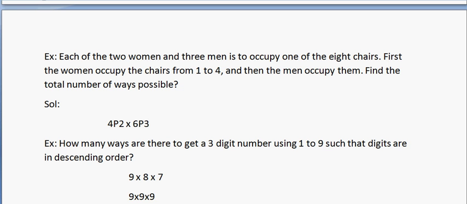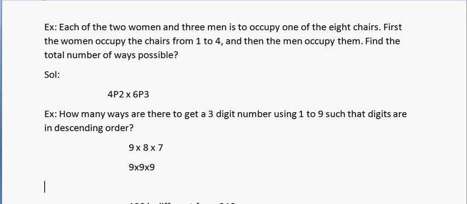Just to put things in perspective, how many 3-digit numbers are there if we are using digits from 0 to 9? The first digit can be from 1 to 9, it cannot be 0, so there are 9 ways. The second digit can be from 0 to 9, there are 10 ways, and then there are 10 ways. So total 900, and we know that there are 900 3-digit numbers. So this method works, and there is no doubt that permutation and combination works.